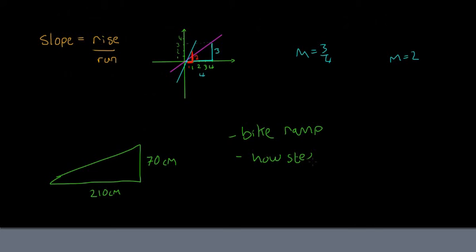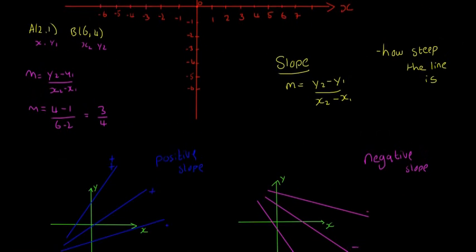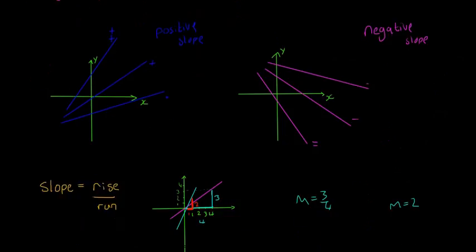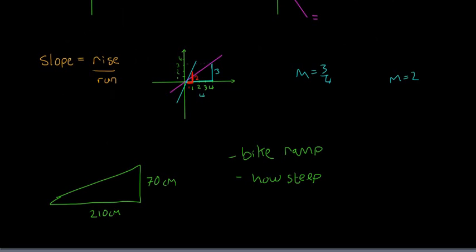Since you don't have any coordinates, you won't be able to use this formula here because you don't know what x1, y1, x2 and y2 are. So you're going to have to use the rise over the run. I'll do this in purple here. The slope is equal to the rise over the run. So it rises 70 centimeters, and it runs, so it goes out 210. Put that into your calculator, you'll find the slope is 1/3. So every 1 centimeter it goes up, it has to go out 3 centimeters.